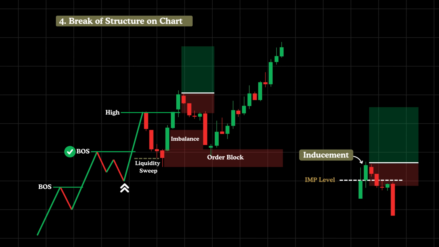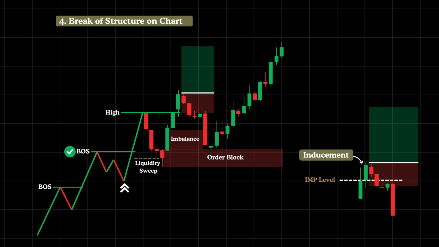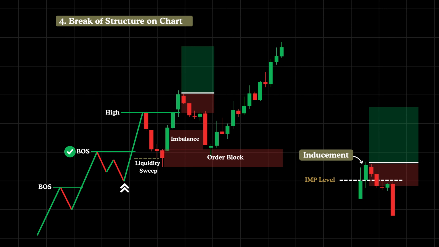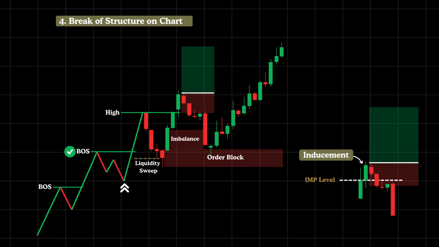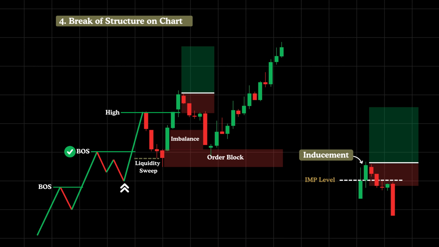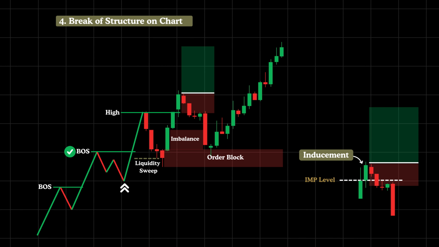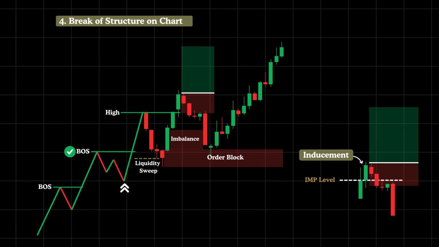At this stage, everything looks perfect, but one key element is missing: inducement. Magnifying glass: what is inducement? Before returning to an order block zone, smart money often traps retail traders by triggering a fake breakout. This is called inducement.